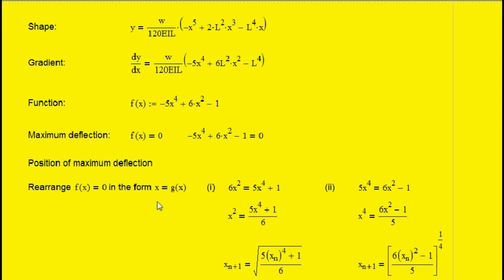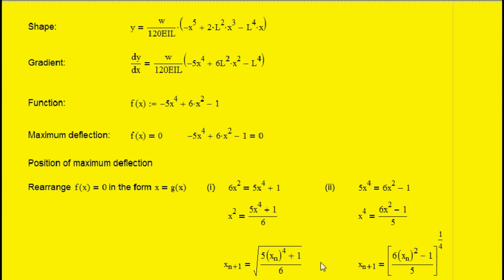For the simple iteration method, we now need to rearrange the equation to be of the form x equals g of x. That is, we want to isolate a single x on one side with everything else, including other x's, on the other side. There are several possible ways of doing that here. Let's look at two of them. One possibility is to rearrange as 6x squared equals 5x to the fourth plus 1. Divide through by 6 and take square roots. Another is to rearrange as 5x to the fourth equals 6x squared minus 1, divide through by 5 and take fourth roots.